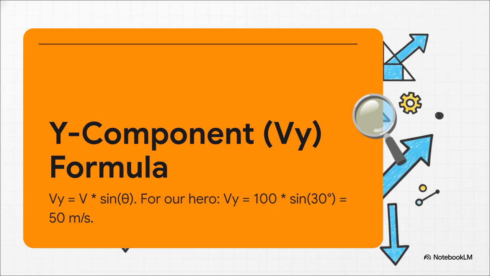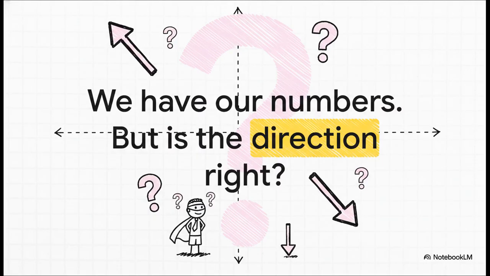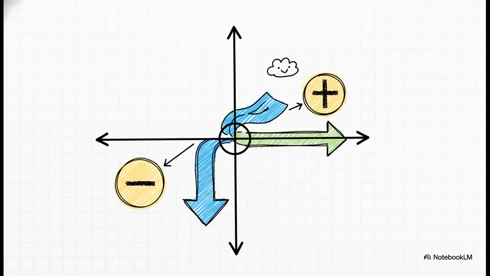Or do we? Before we call it a day, we have to ask a really important question. The math gave us a positive number, 50. But think about it. Which way is our hero actually flying? Are they moving up or are they moving down? And this right here is a crucial rule for vectors. The problem said the hero was flying south of east. On a normal graph, south or down is in the negative y direction. So our y component isn't just 50, it's actually negative 50. That little minus sign is what tells us the direction.